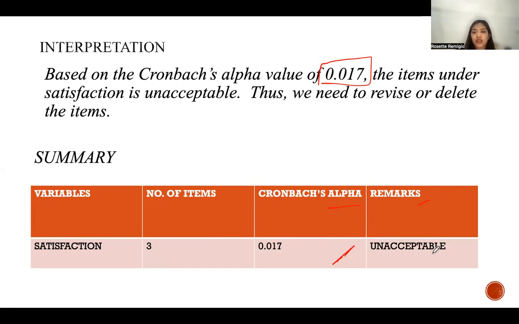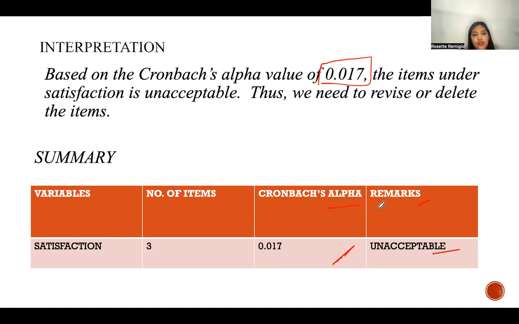So ang remarks niya is unacceptable. So ang interpretation niya based on the Cronbach's alpha value 0.017, the items under satisfaction is unacceptable. Thus, we need to revise or to delete the items. So yan, ganyan yung pagkuha ng value ng Cronbach's alpha or how to test the reliability of the instrument. Okay? So now we are done in reliability.